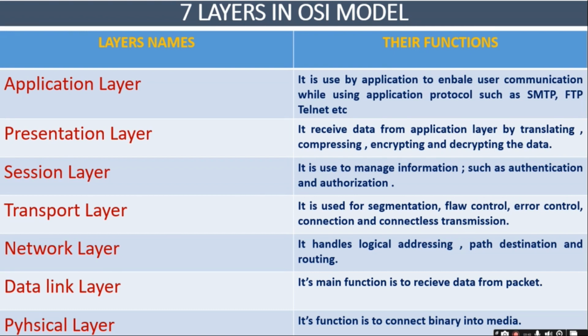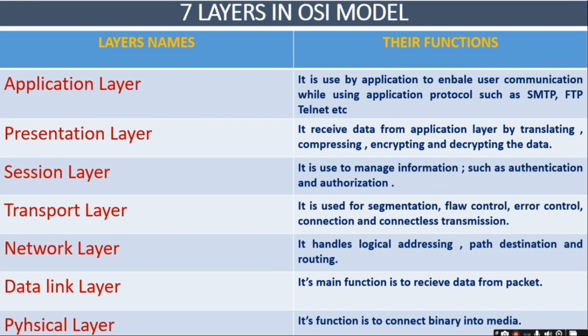Transport layer. What does the transport layer do? It is used for segmentation. We use it to segment data. It is also used for flow control. We'll talk about flaws, loopholes, and ways where there is vulnerability. The transport layer can be used to control flow, and also for error control, as well as connection and connectionless transmission. In both connected devices and where there is no connection, whenever there is transmission, we implement what is known as the transport layer.